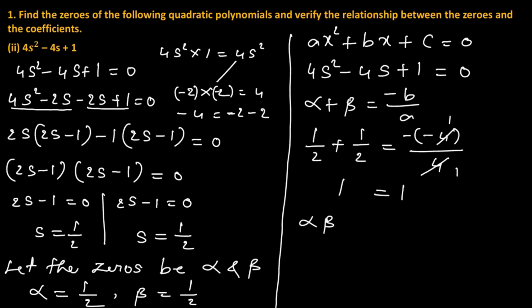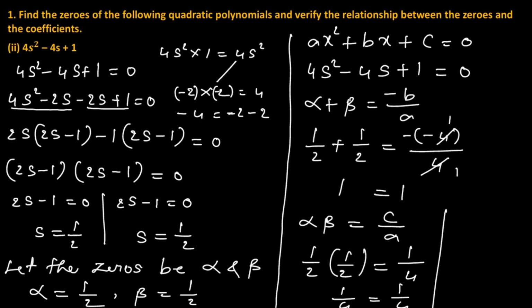Alpha into beta, the product of the roots, is equal to c by a. Alpha is 1 by 2, beta is also equal to 1 by 2. What is c by a? C is 1 and a is 4. So 1 by 4 is equal to 1 by 4. Therefore, the equation is verified.